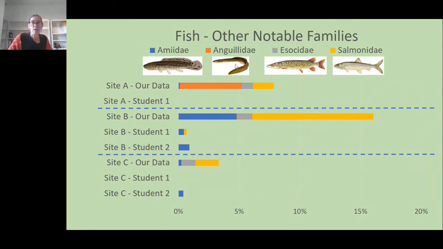So we're looking at bowfin, eel, pike, and salmonid family. And we see that in our data, these make up a variable, but notable proportion of the identifications, whereas in the student data, they're either absent or almost absent.